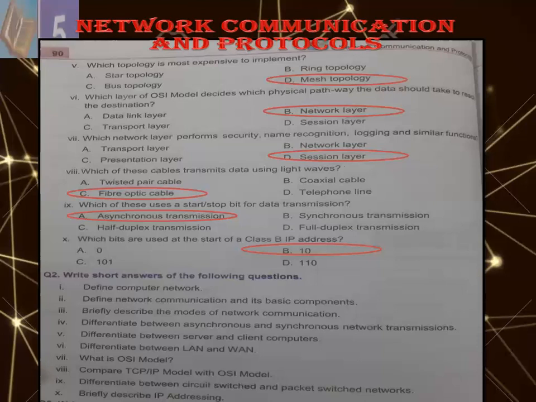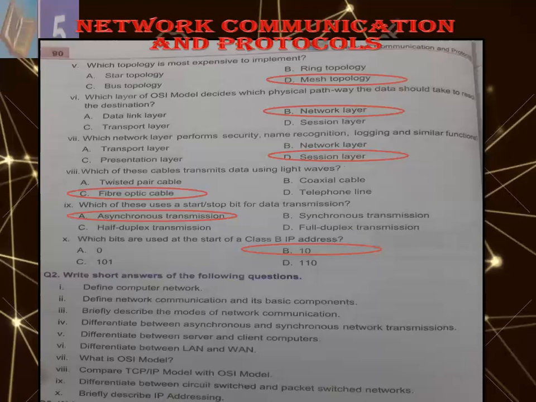Then briefly describe IP addressing. What is IP addressing, and why is it important? Because on the internet, every computer has a unique IP address, and that is called IP addressing. This is a 32-bit address, made of 4 octets with 8 bits in each octet, and the octets are separated by dots. After 8 bits, we have a dot, then another dot, and then another. We can replace these binary numbers with decimal numbers, and this is called dotted decimal notation.